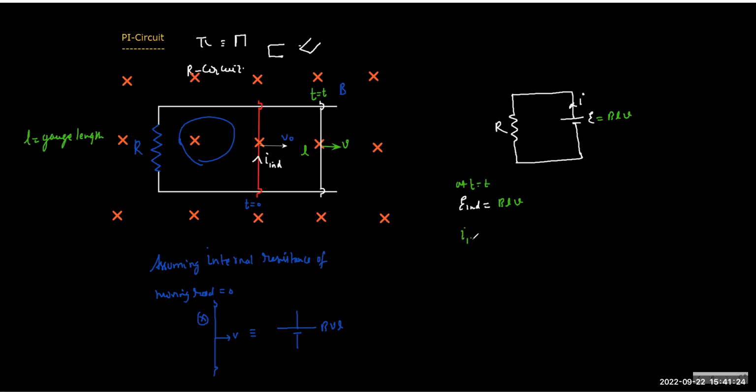We are done, so we got the circuit part. The next step is what is I induced. That's pretty simple because it's a simple R circuit. So I induced is E induced upon resistance. No big deal.